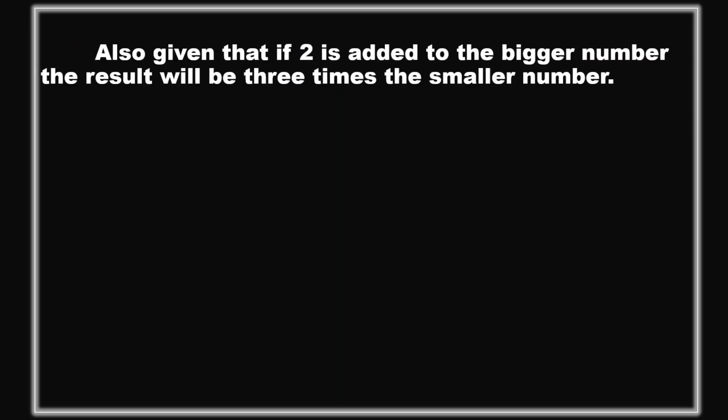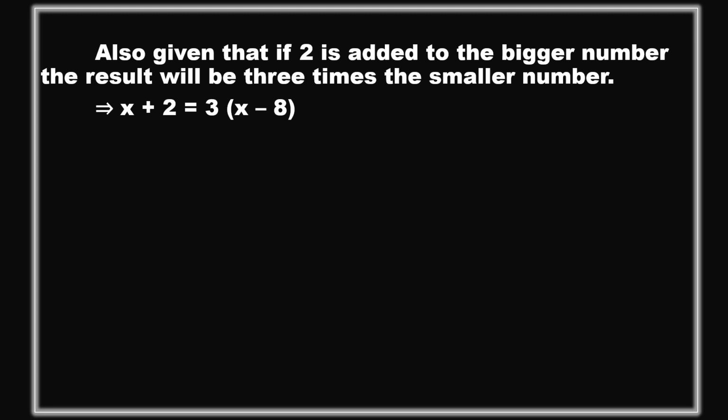So let us take the statement. Also given that if 2 is added to the big number, the result will be 3 times the smaller number. So whatever condition is given in the question, take that condition and apply into our formula. Okay, so here when 2 is added to the big number, it will be 3 times the smaller number. Okay, so it is taken in the equation.